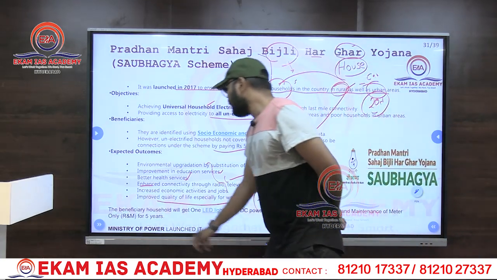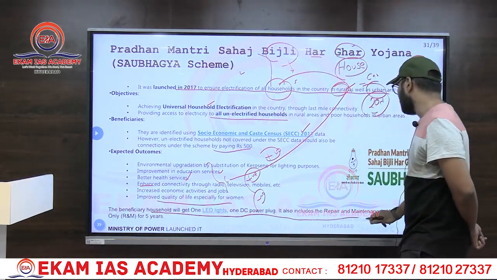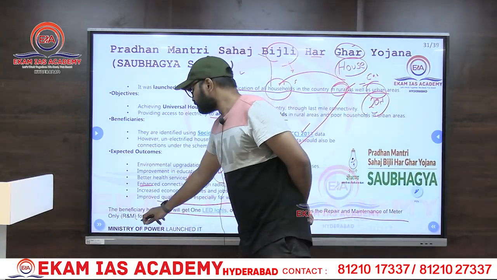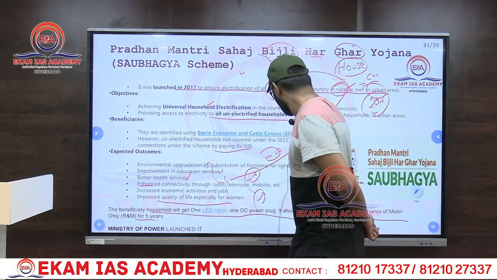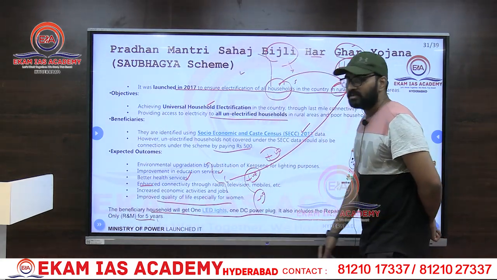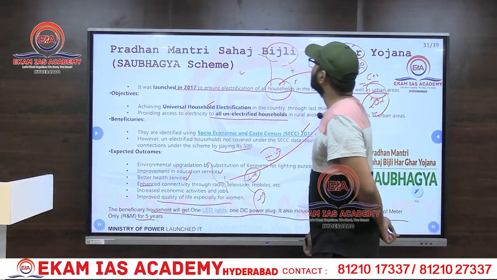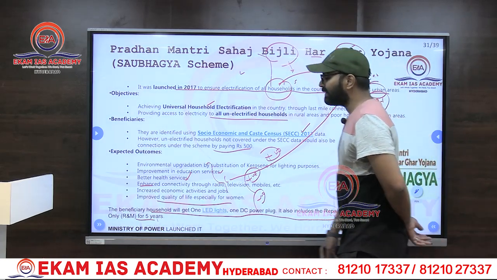Next, see here, the beneficiary household will get one LED light and one DC power plug. It includes the repair and maintenance of the meter only for 5 years. Just remember: LED, DC power plug, and repair and maintenance of the meter. Next one, which ministry? Obviously, Bijli means Ministry of Power. It's not New and Renewable.